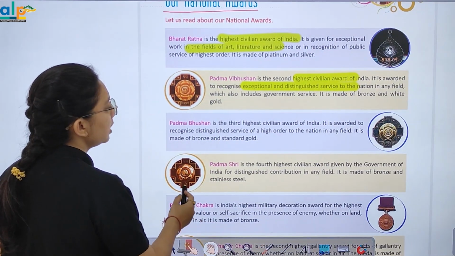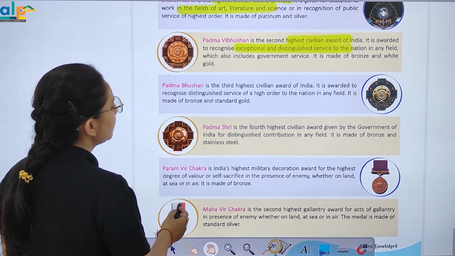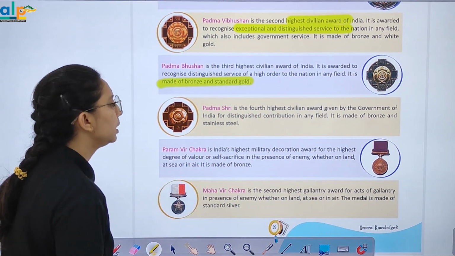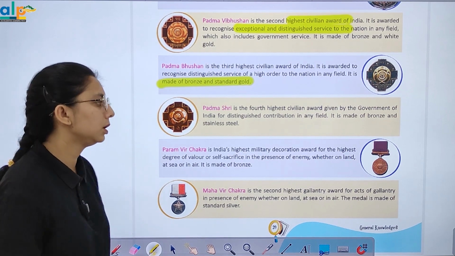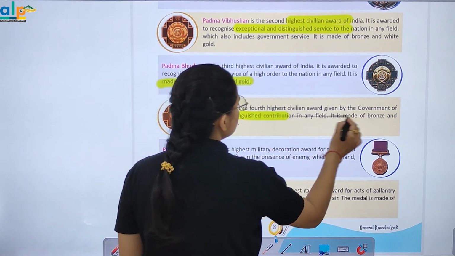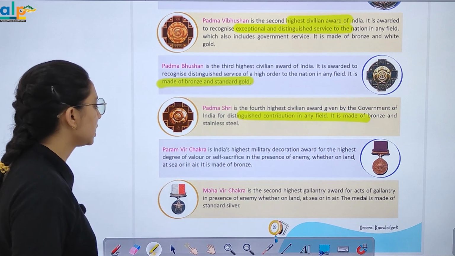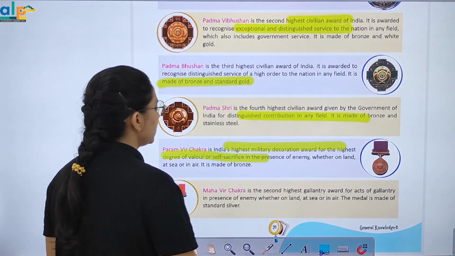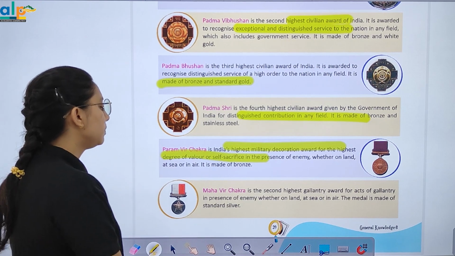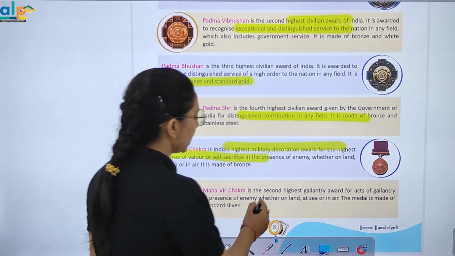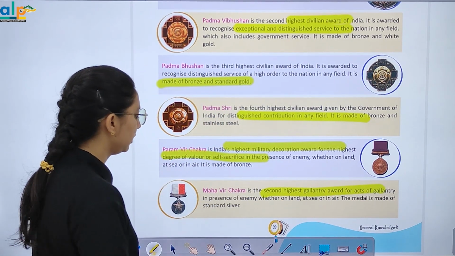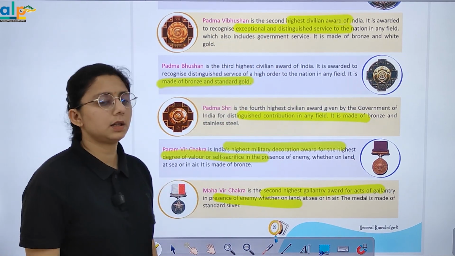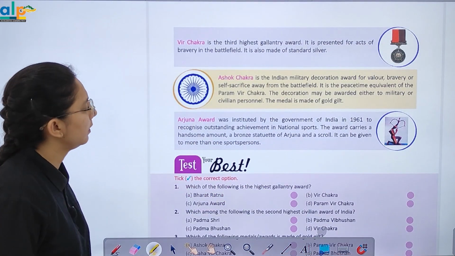Now Padma Bhushan, third highest. It is awarded to recognize service of a high order. It is made of bronze and standard gold. Padma Shri, that is the fourth highest civilian award, given for distinguished service. Bronze and stainless steel. Param Vir Chakra, the highest military award, for the highest degree of honor and self-sacrifice. Right? It is made of bronze. Mahavir Chakra, the second highest gallantry award for acts of gallantry in the presence of the enemy. Right? It is made up of standard silver.